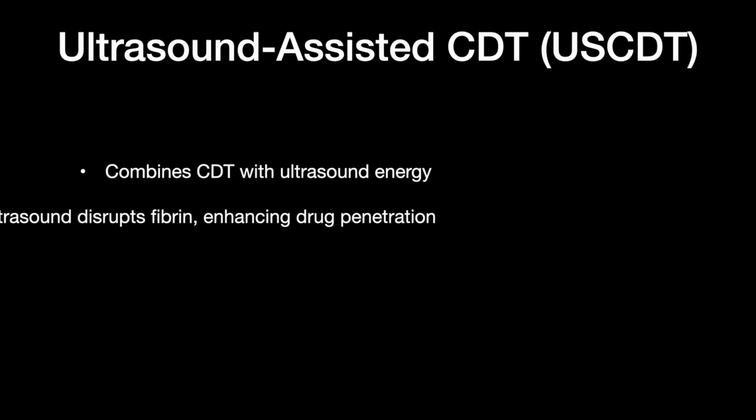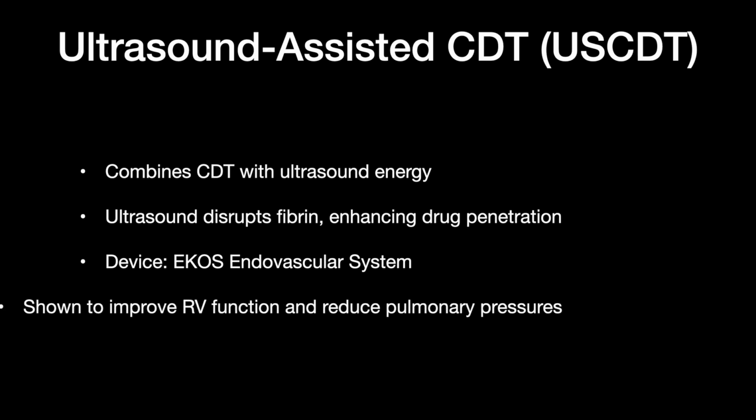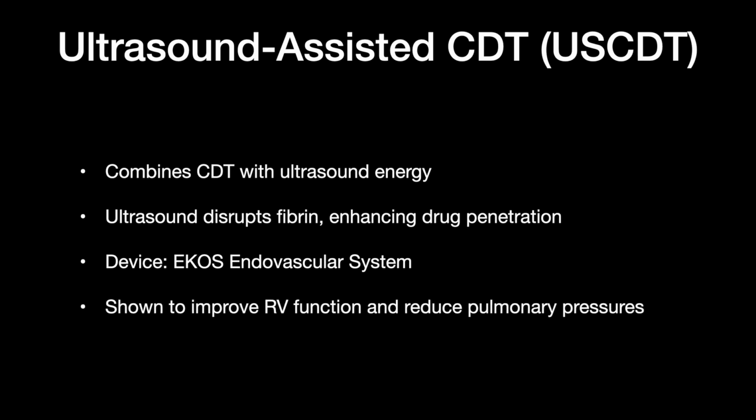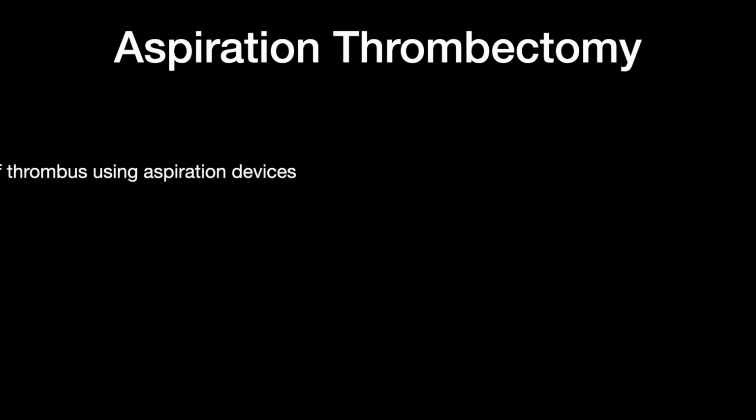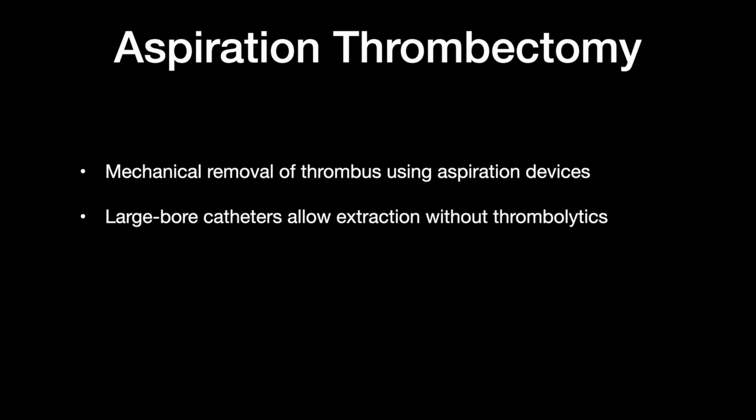Next is ultrasound assisted. It combines this with ultrasound energy. Ultrasound disrupts the fibrin, enhancing the drug's penetration. The device used here is the ECOS endovascular system, and it has been shown to improve the right ventricular function and reduce the pulmonary pressures.